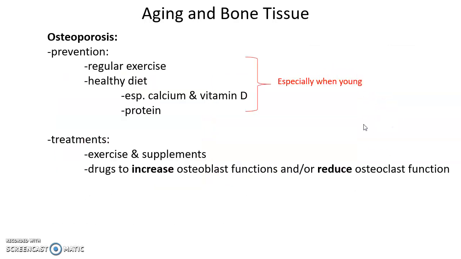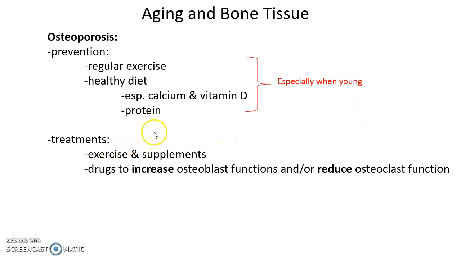Prevention, that is the best approach. So when you are young, say under 30, you should be doing lots of regular exercising, eating healthy, getting lots of calcium, vitamin D, protein, to build up your bone mass as much as you can, because after that, it's just a job that you can do is to try to prevent the loss of bone mass.